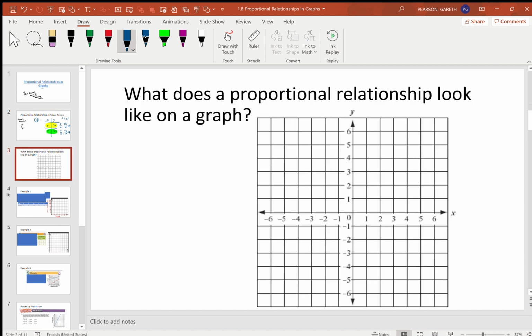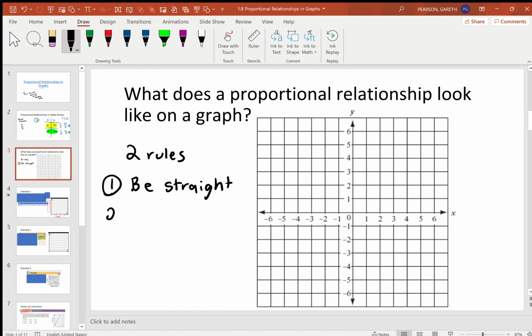Okay? Now, a proportional relationship on a graph, I know this is a review, you've seen it before, has to follow two rules. Just two rules. It has to be straight, and it has to go through the origin. So basically, let's color code that to make sure you guys understand. The origin is that central point right there, the point right in the middle of the graph. So let me draw a few examples here, okay?